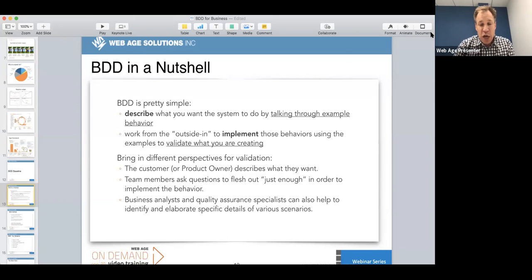Okay. Generally, these requirements are written, of course, by the product owner. They are the ones that are responsible for it. But of course, they can reach out to whoever they need to help. Most organizations use business analysts or quality assurance specialists to help write those tests and help write those stories. And I am going to show you that here in just a moment. All right.